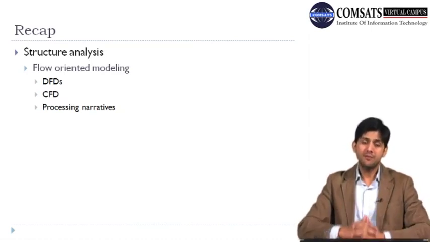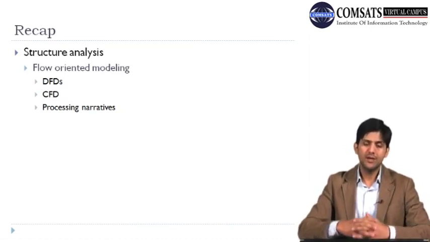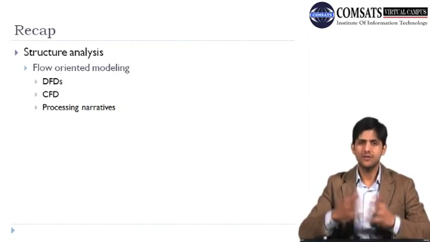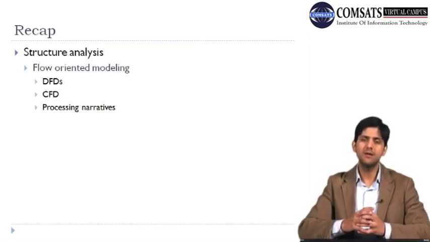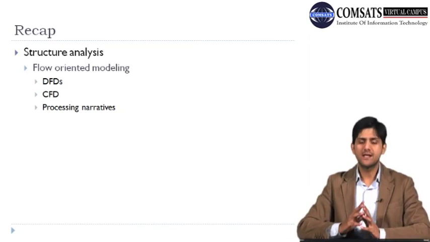Then there are certain rules of making DFDs. For example, we talked about that we number our processes in a DFD. Obviously, we don't need to number a process at level 0 because we only have one process. But at level 1, we start numbering our processes. So we number them as 1, 2, 3, 4, 5, 6, and so on.